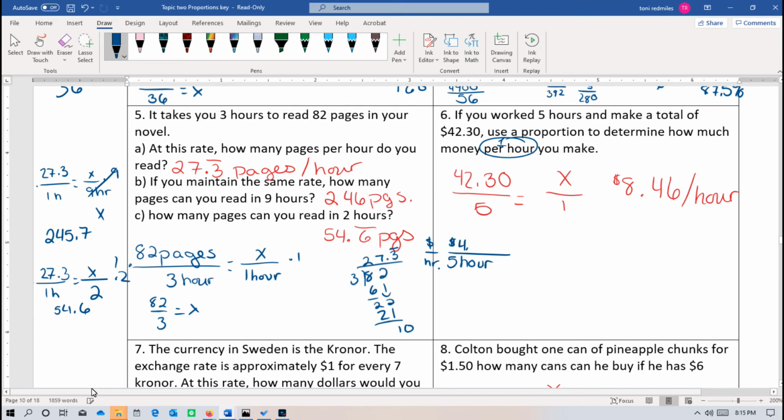So $42.30 over 5 hours is equal to, I don't know how much in 1 hour. So I'm just going to multiply both sides by my 1. Doesn't really change much. I'm still going to have 42.30 over 5 equals x. Okay, so let's go ahead. For the sake of room, I'm going to divide those in my calculator, and it's going to come out to $8.46 per hour. That's how much I make per hour.